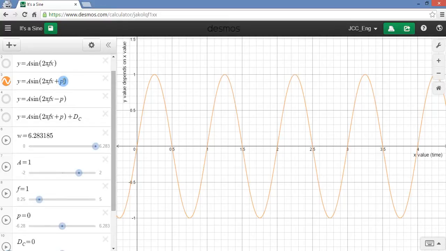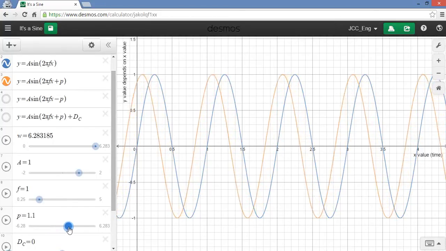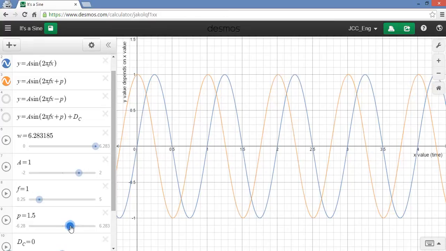So what the phase difference is, if you've got a positive phase difference, it means that compared to a standard sine wave that starts at 0, if we increase the phase, look what happens. It's as though this sine wave, the orange one that's phase shifted, has started happening before. So by the time we get to 0 time, it's already at its peak.